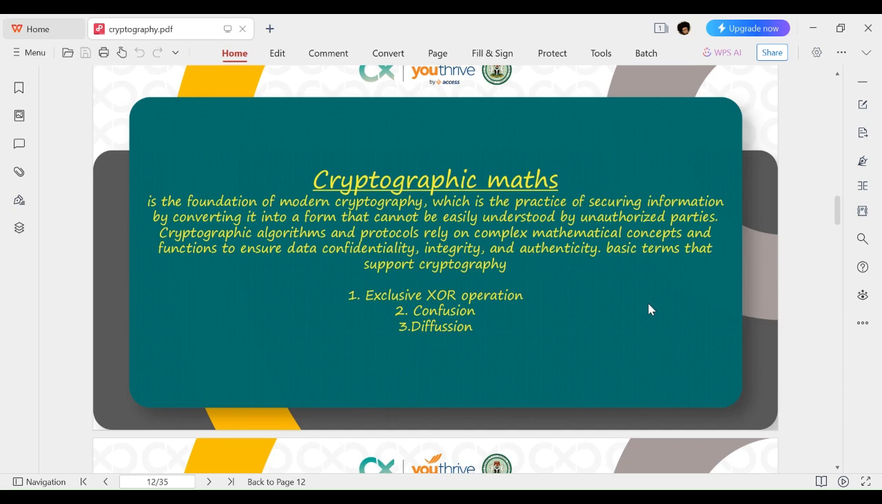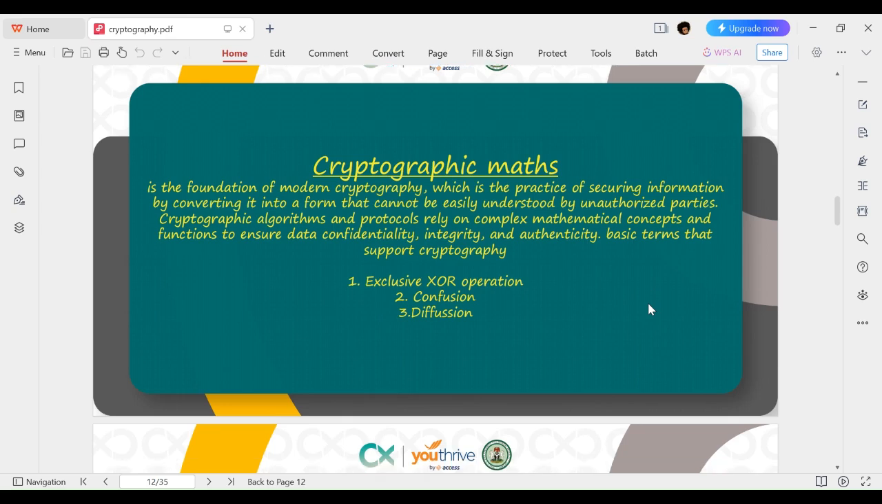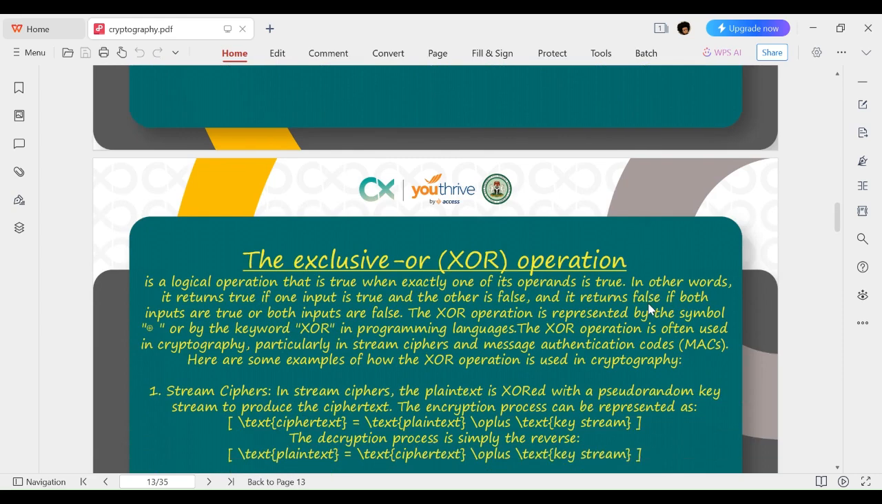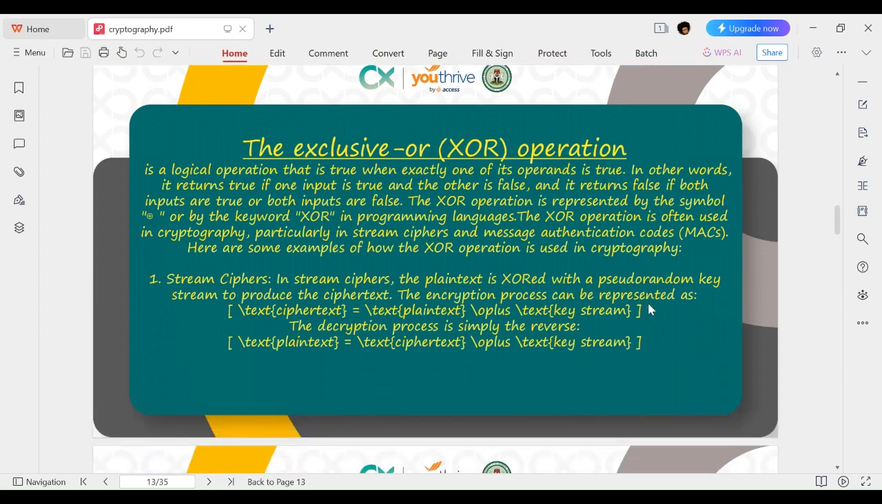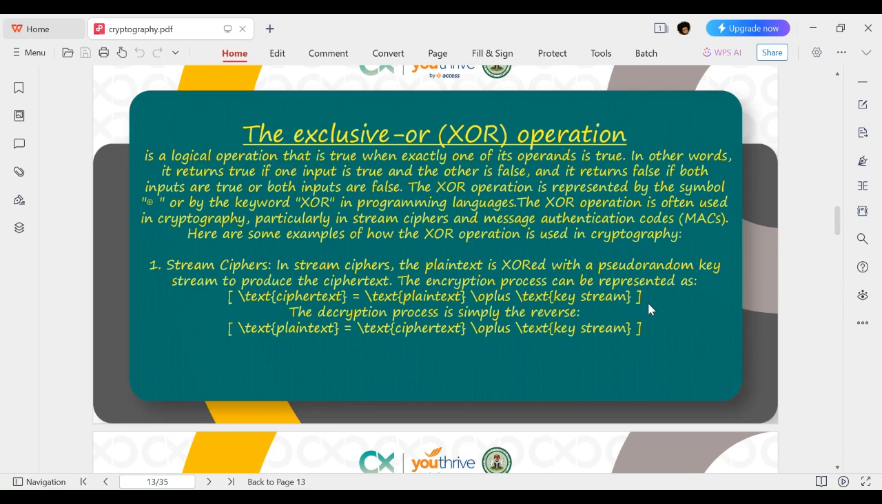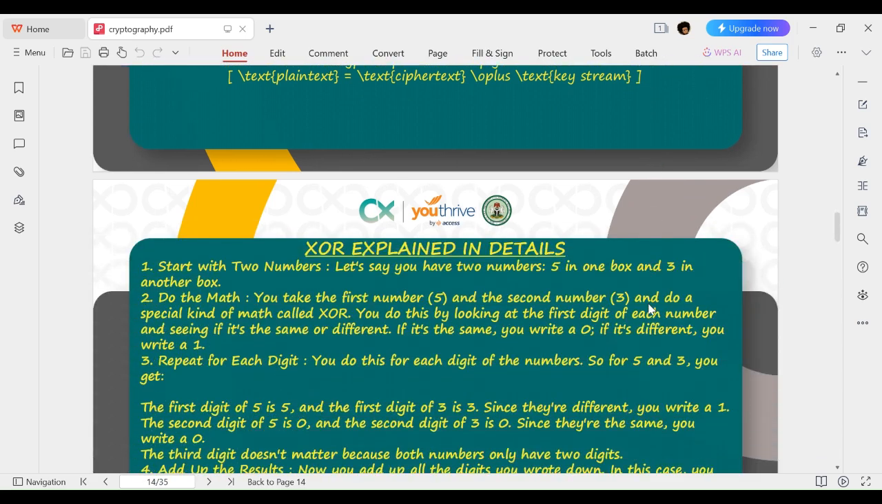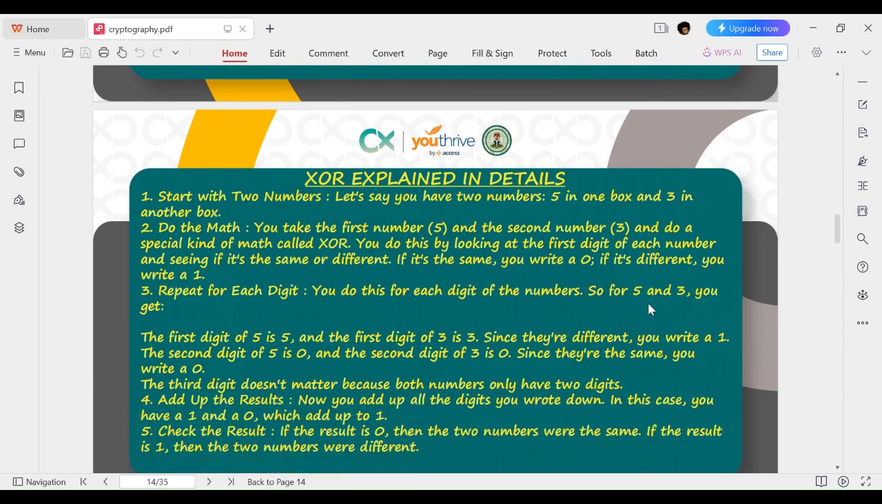Basic terms that support cryptography are: 1. Exclusive OR (XOR) operation, confusion, and diffusion. So the exclusive OR operation, let me go down to explain this in easy terms. Let me explain the XOR in detail.